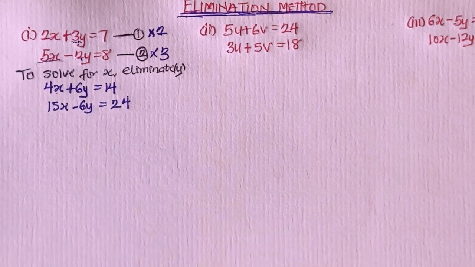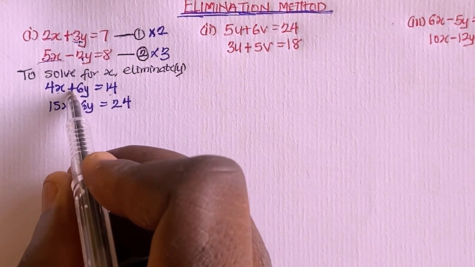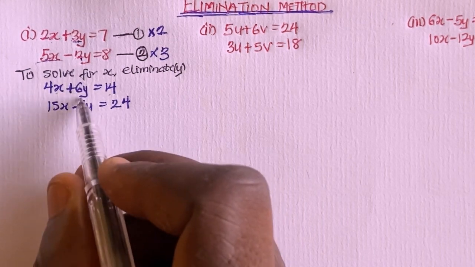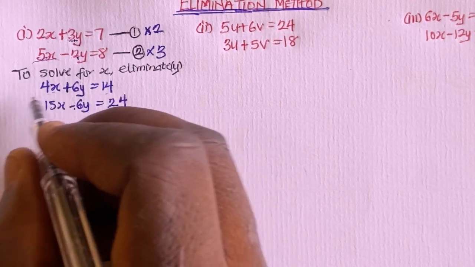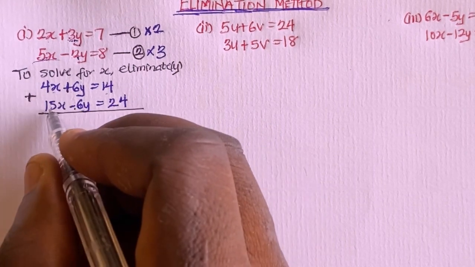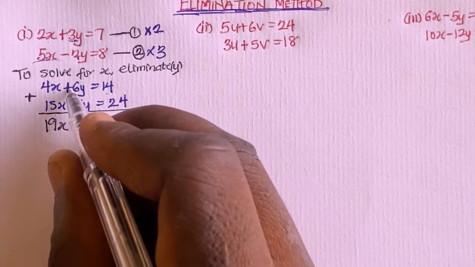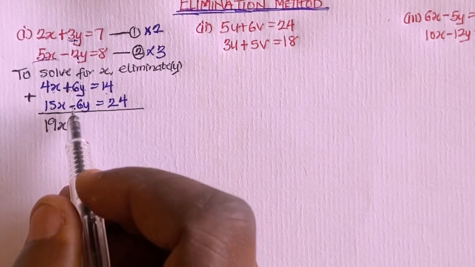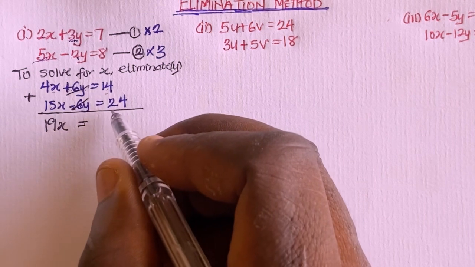So I'm going to add them together, since I have addition here and subtraction here. Adding them together will eliminate the two coefficients of y. So adding them together, I have 4x plus 15x, that's 19x. Then plus 6y minus 6y, they cancel out. Then it equals 14 plus 24.